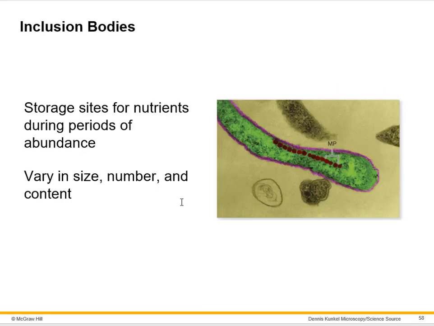So also inside the cytoplasm we have inclusion bodies, and these are for storage during periods of abundance. This particular image is not a drawing, it's an electron micrograph that's been colored. The MPs are magnetic particles, and they use this to navigate along lines of electromagnetic radiation, so they can move along the magnetic poles on the Earth. And these inclusion bodies vary in size, number, and what's inside them.